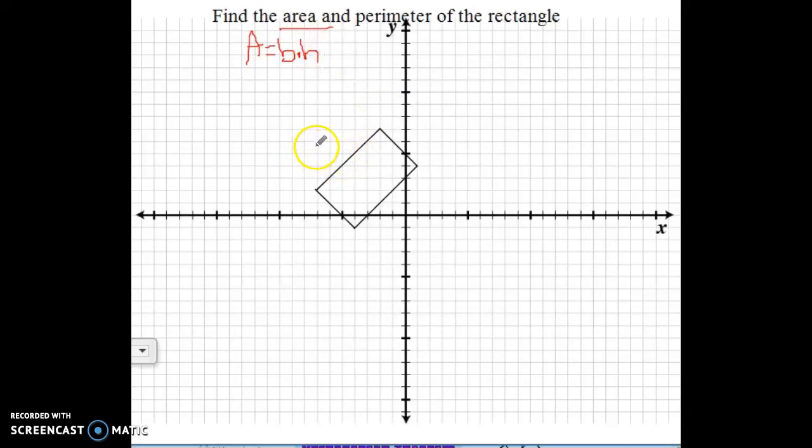And we always have to be careful when we're dealing with a height. It has to be perpendicular to the base. So let's pick this as our base. It doesn't matter which side you pick as your base.